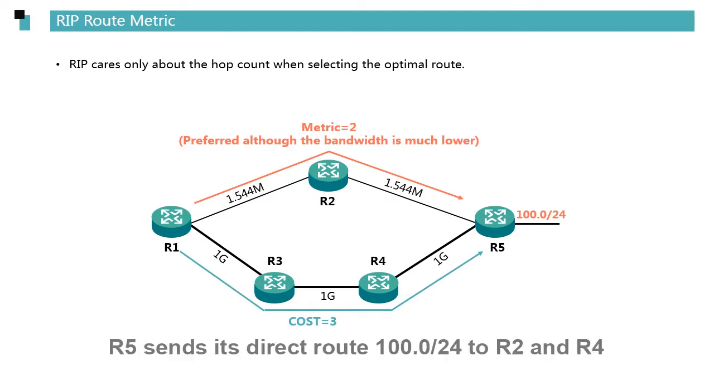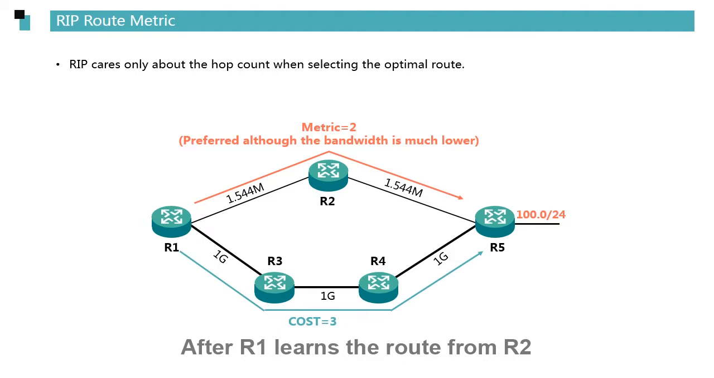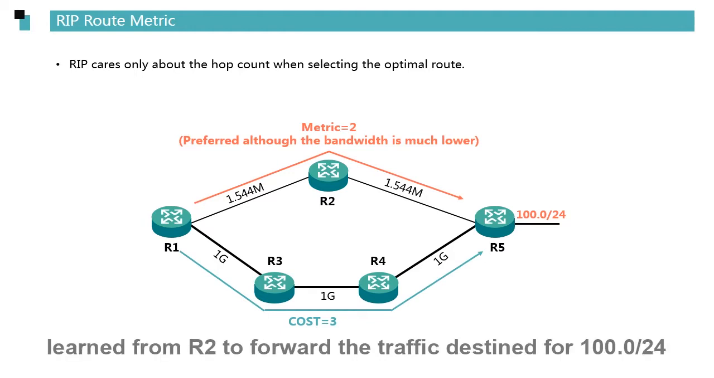In the figure, R5 sends its direct route 100.0.0.0/24 to R2 and R4. After R2 learns the route, the hop count becomes 1. After R1 learns the route from R2, the hop count becomes 2. After R1 learns the route from R3, the hop count becomes 3. Because 2 hops is less than 3 hops, R1 selects the route learned from R2 to forward the traffic destined for 100.0.0.0/24.